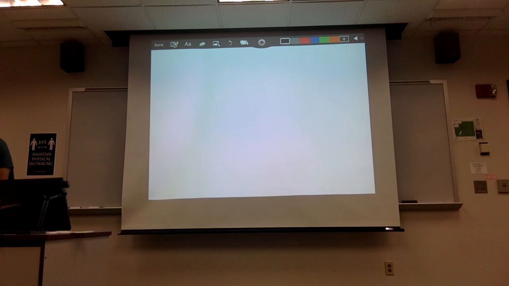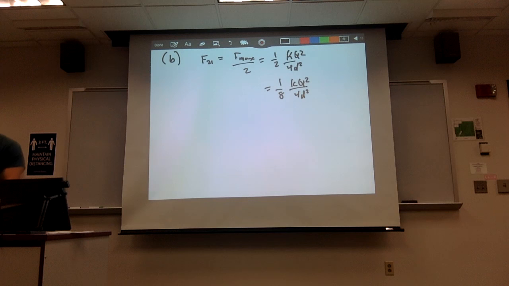So finally, part B and C, but B together now says, well, what we really want is that the force F21 is equal to half of the maximum force. And we now know the maximum force then is equal to what? K Q squared over 4 times D squared, which means the force that we want is going to be 1/8 of KQ squared over 4D squared.